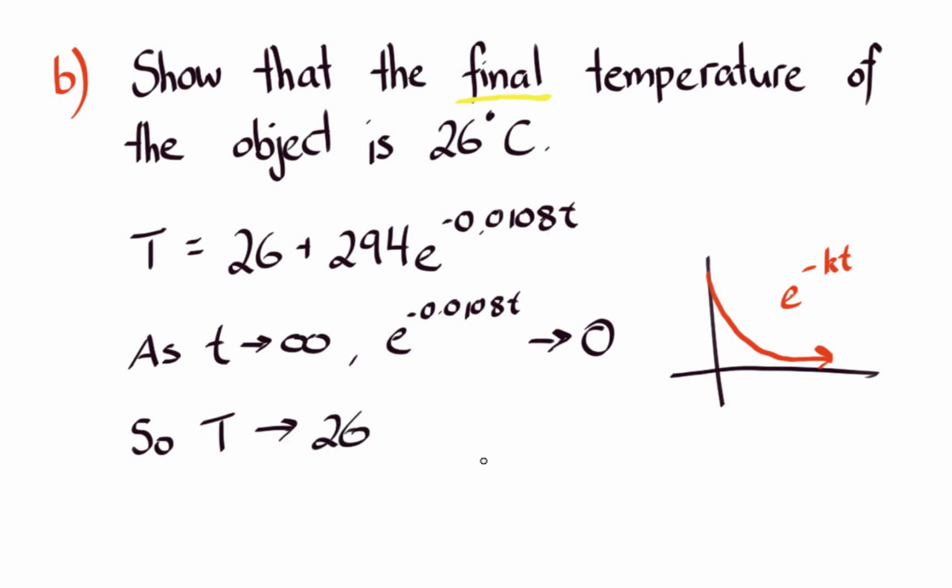Now, if we plugged in any actual time value, no matter how big it is, we will still get a tiny little value from this bit. So technically, we'll never actually see a point where we get 26 in this model, but it approaches 26. And so for all practical purposes, we can state that the temperature will eventually reach 26 degrees. So eventually it'll get there.